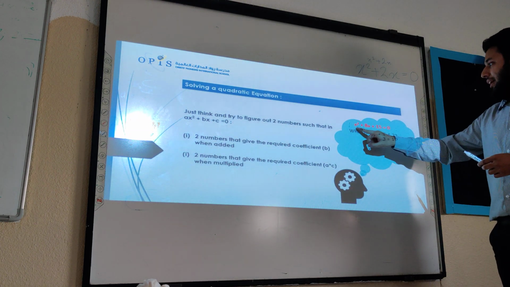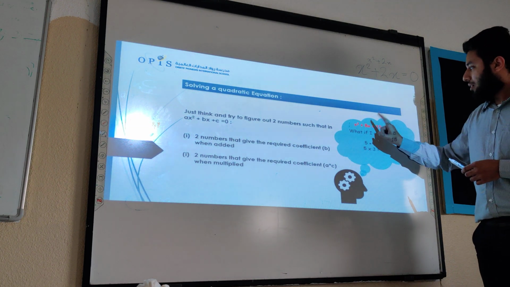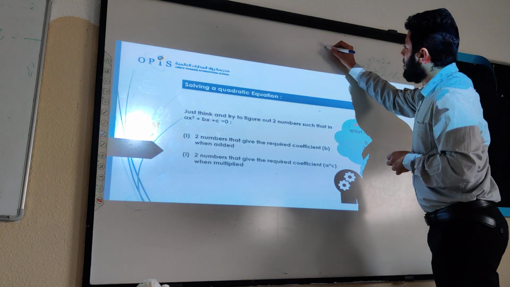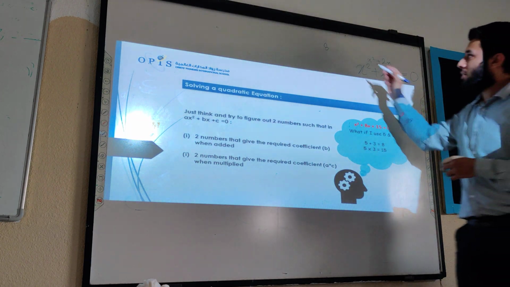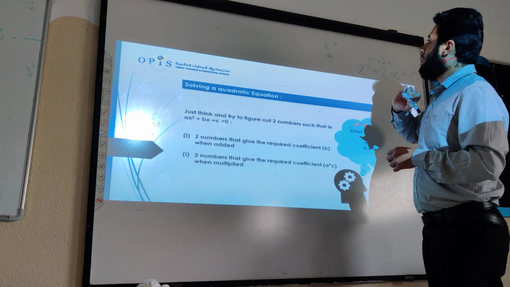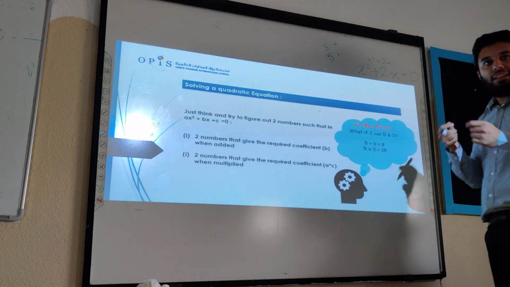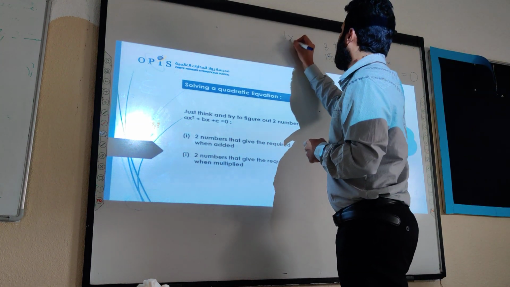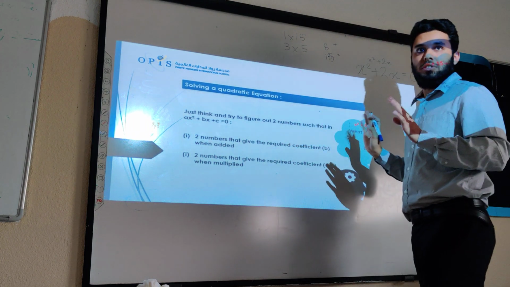For example, x square plus 8x plus 15 equals 0. We can see the coefficient of x, that is b, is 8, and 1 into 15 is 15. So by addition, we should get 8, and by multiplication, we should get 15. By hit and trial, we can find the factors of 15. Factors of 15 are 1 into 15, and 3 into 5. That's it, we don't have more.